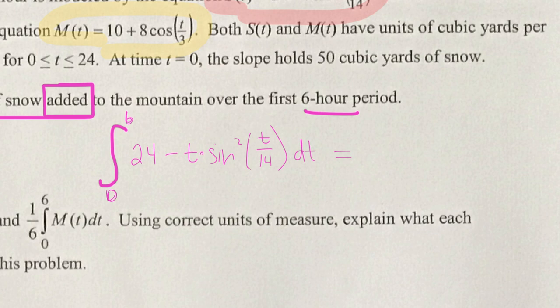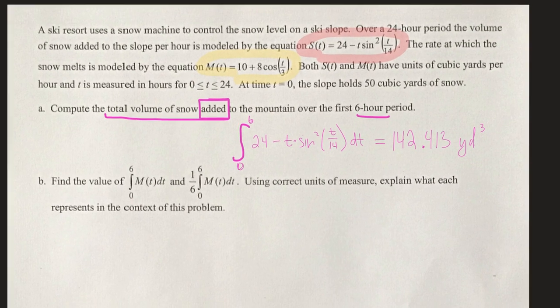So you're going to put that right into your calculator, right? There's no way that you're going to want to do this without a calculator. It would be murder. So let's put that in our calculator. We'll be right back. So 142.413 cubic yards of snow has been added in the first 6 hours. Decent amount of snow.